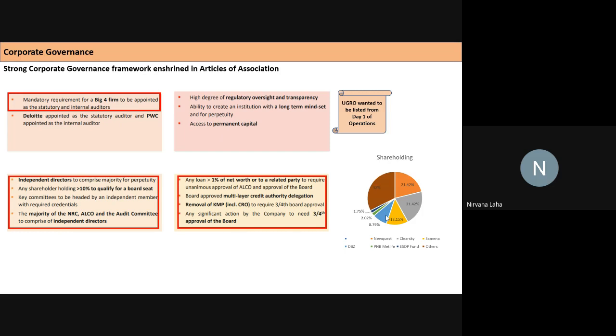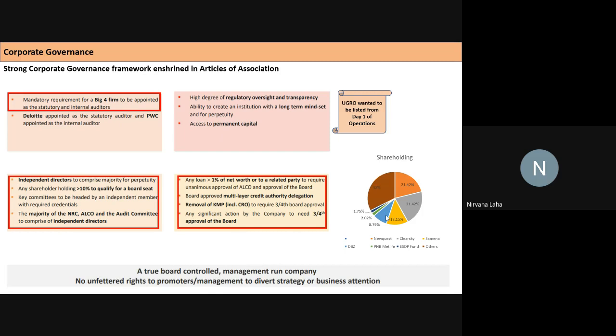So we have discussed this before. Does he have skin in the game? Hell yes, he has skin in the game, because all his wealth is, I think, right now in UGRO stock. Yeah. So this is their language. This is not my language. They want to set up a true board-controlled, management-run company. No unfettered rights to promoters or management to divert strategy or business attention. Yeah. So won't explain that.